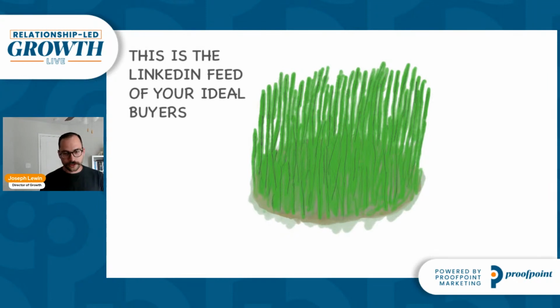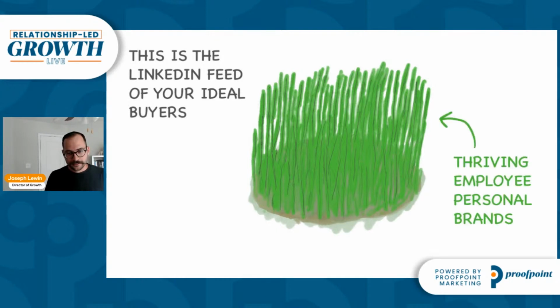So think of this little patch of grass like the LinkedIn feed of your ideal buyer. When they're scrolling through their feed, they're going to be seeing the organic content that's going to show up in their feed. And then the grass is thriving employee personal brands.